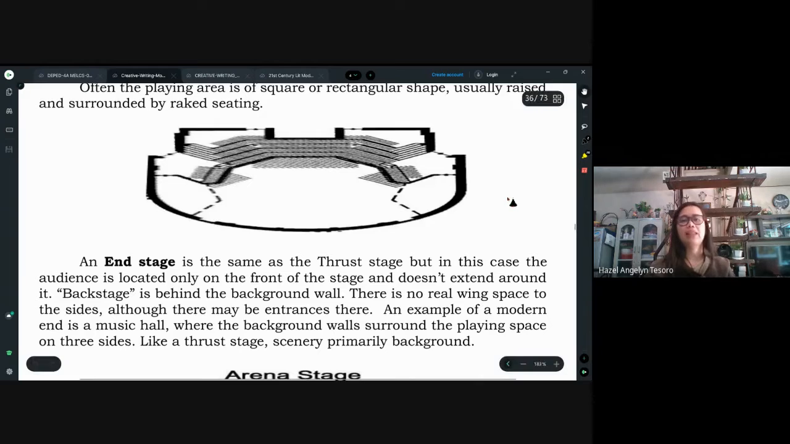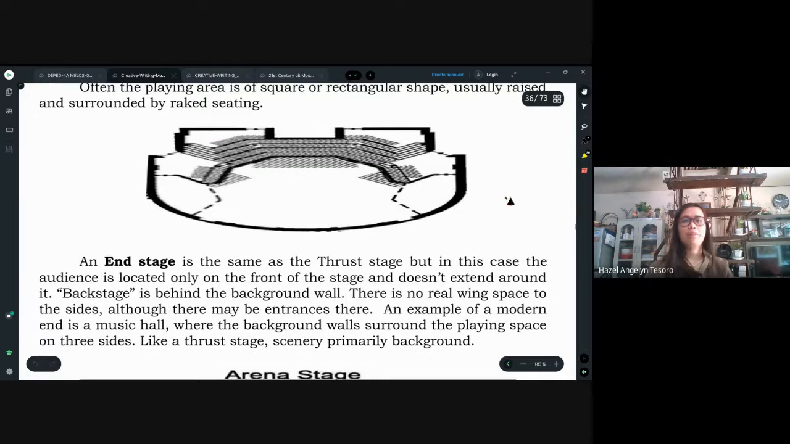Backstage is behind the background wall. There is no real wing space to the sides, although there may be entrances there. Walang wing, walang left wing. Pero pwedeng may pinapasukan and nilalabasan doon. So an example of a modern end is a music hall where the background walls surround the playing space on three sides. So may music hall, the background walls surround the playing space like a thrust stage. Scenery primarily is the background.